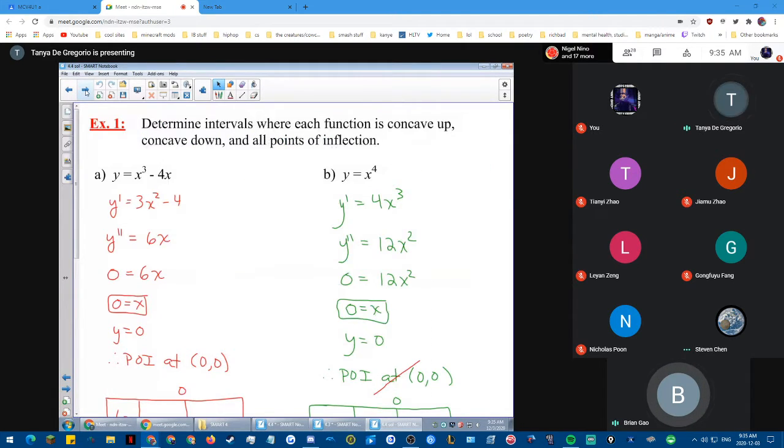So, Miss, are POI always halfway between two critical points? Not always exactly halfway, no. It all depends on how symmetrical your graph is. Sometimes it is exactly halfway, but not always.